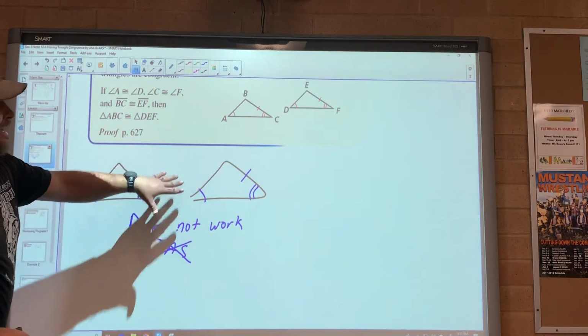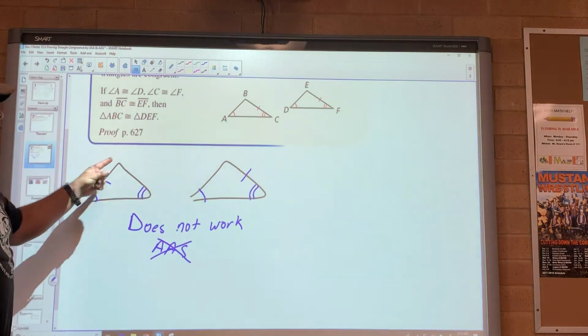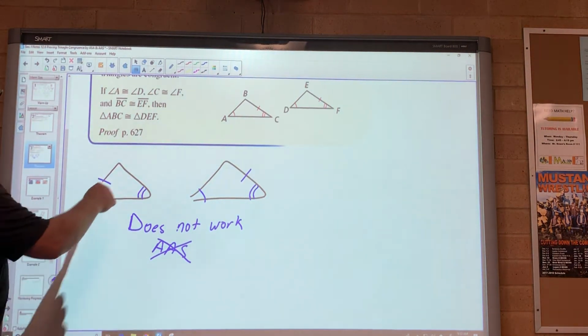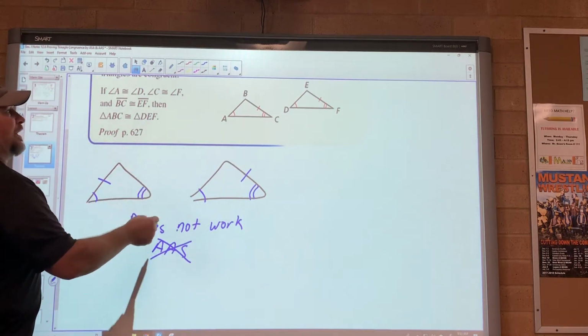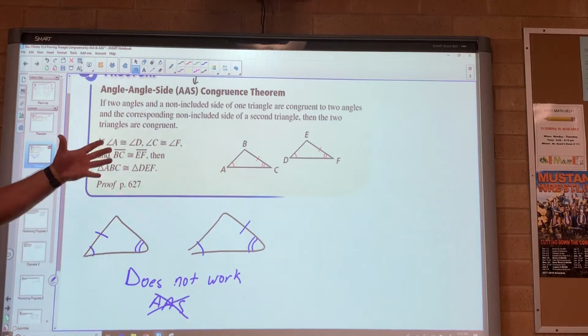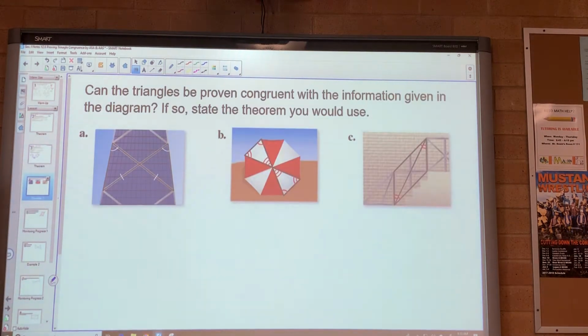This one is not angle, angle, side because the side that is marked is not the correct corresponding side. I hope that makes sense. Do not mix this one up with the one up above that is the actual theorem, that is the one that works, okay? All right, let's jump ahead and see if we can figure this out.